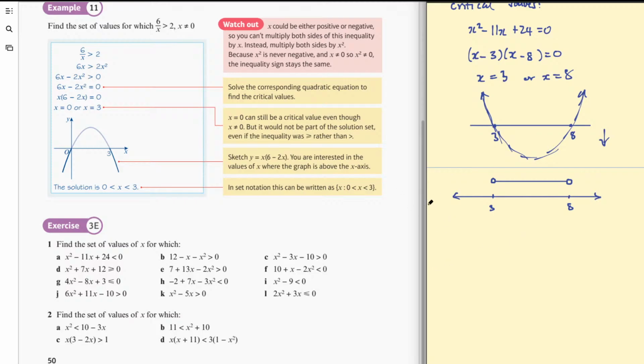So let's try to use the set notation as well here. So we can say the solution set is x between 3 and 8. Okay. For B, we have 12 take, I might write this around the other way, so I'm doing B here, but I'm going to write it as negative x squared take x plus 12 greater than 0.